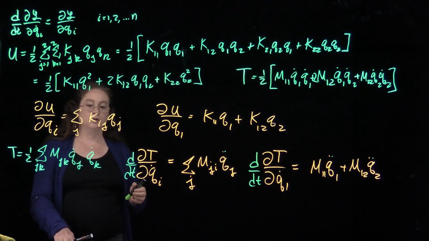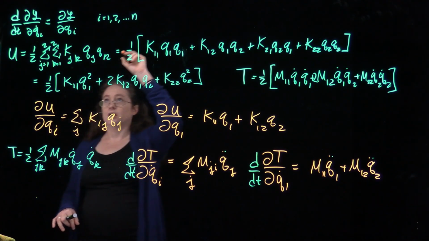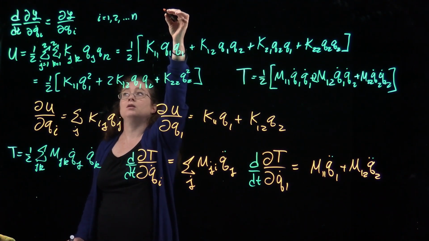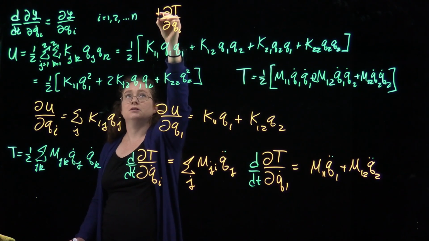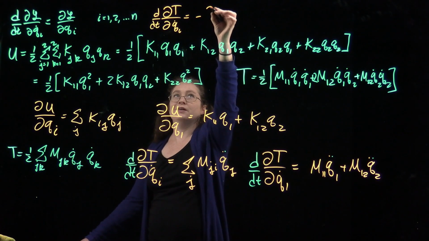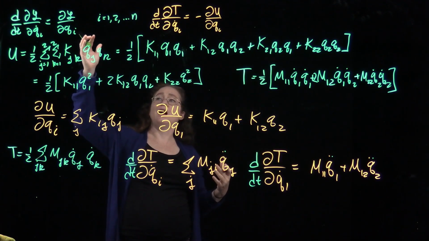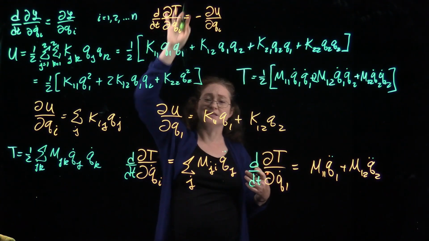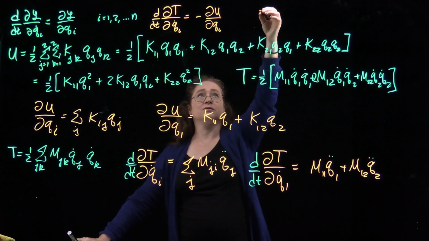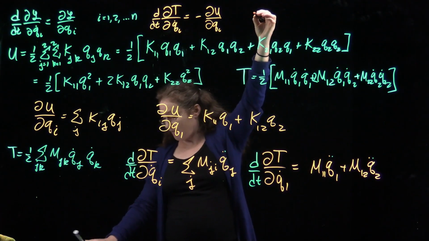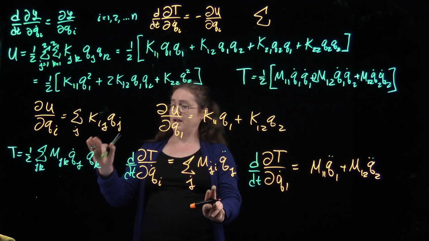And then we can write our Euler-Lagrange equations as this. In practice, this turns into d/dt of partial t partial qi dot equals negative partial u partial qi. Because we don't have any time dependence, there's no qi dot dependence on u, and there's no q dependence on t. So this is another way to write our Euler-Lagrange equations, and we can write the Euler-Lagrange equations for this system as this thing equals the negative of that thing.